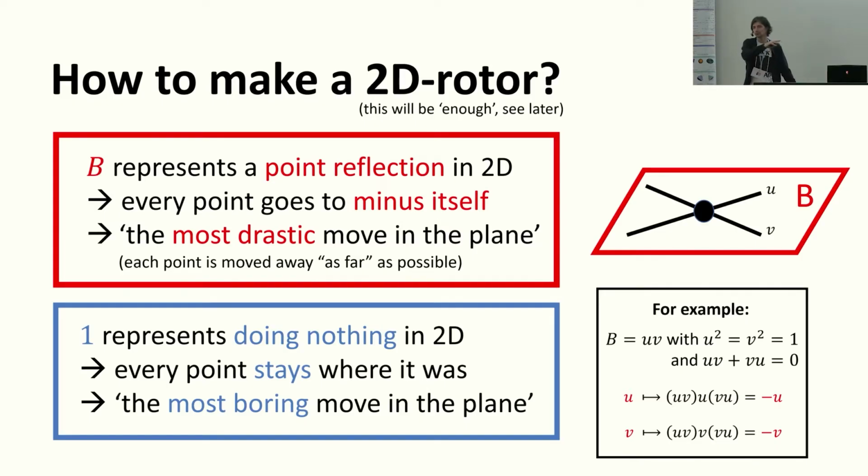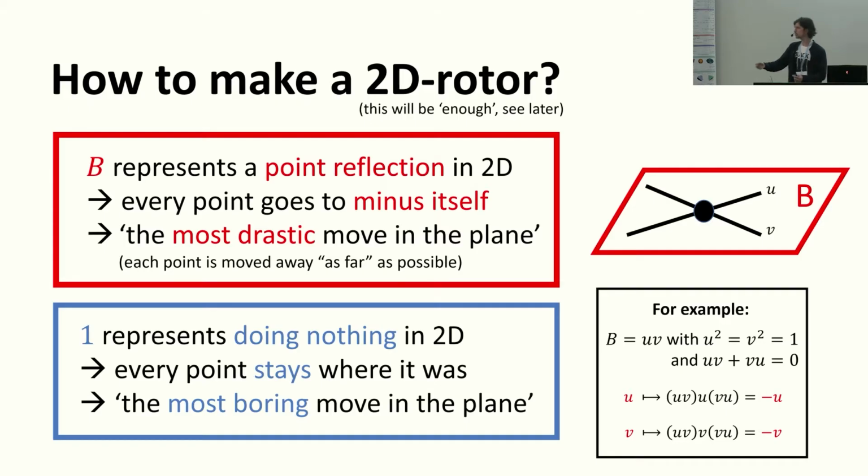And I know that you should know what this is, but the way I see it, that is the following. If you want to make a 2D rotor R, capital R, you have two ingredients, the blue and the red ingredient. Now, the blue ingredient is the most boring thing that you can have. That is the unit. That is 1. 1, as a linear map, represents doing nothing. Everything stays where it was. Whereas B, the red object, that is a point reflection in the plane.